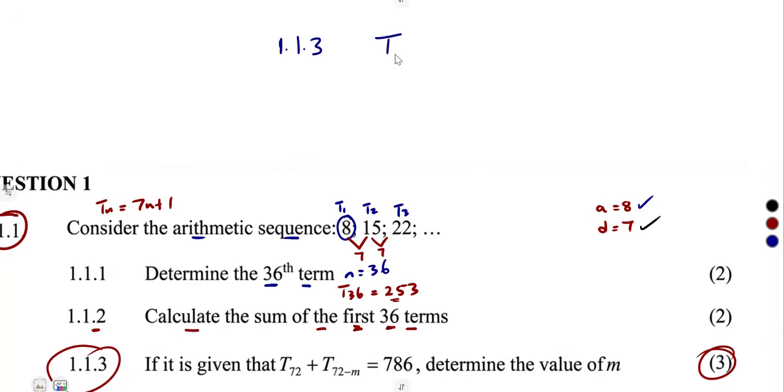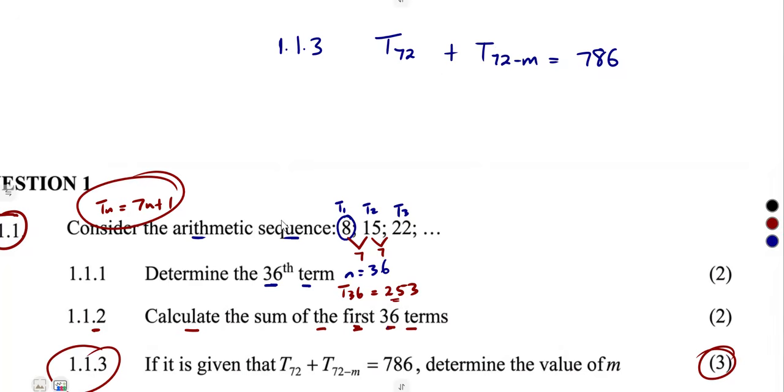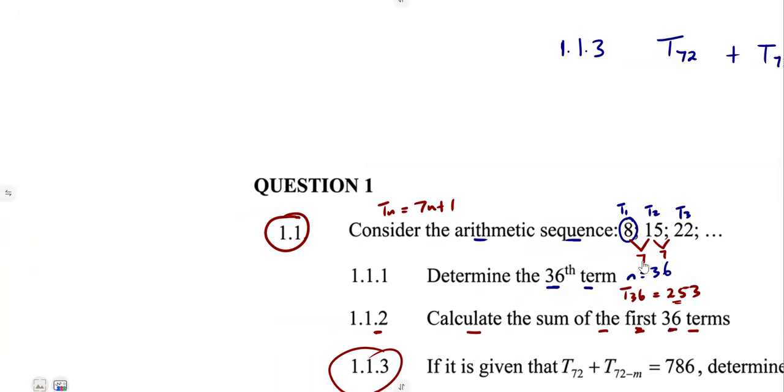We do understand that we are given that T72 plus T72 minus M is supposed to give us 786. This is a given statement that you are supposed to apply or work on. So they told us about the statement. Now that we have got the Tn, let us substitute what we are given there. We can even simplify the T72 on its own if you're someone who wants to have it that way.